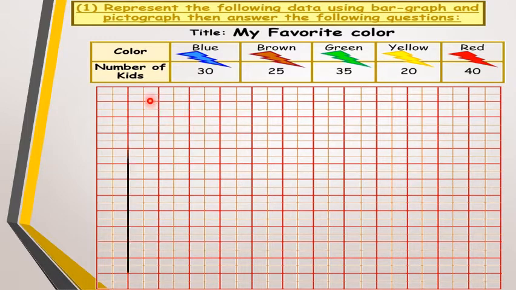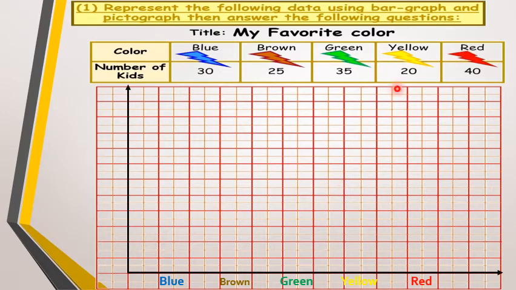So use the ruler to draw a vertical line and a horizontal line. This line is for the scale, as the numbers, and the horizontal line is for the names of each category. So I have here blue, brown, green, yellow, and red. Those are the categories that I want to compare. And here are the numbers that I want to write.